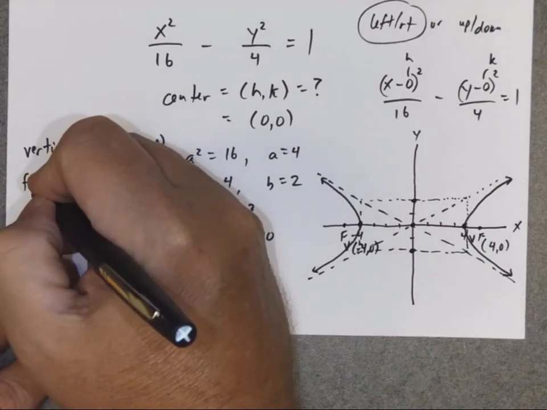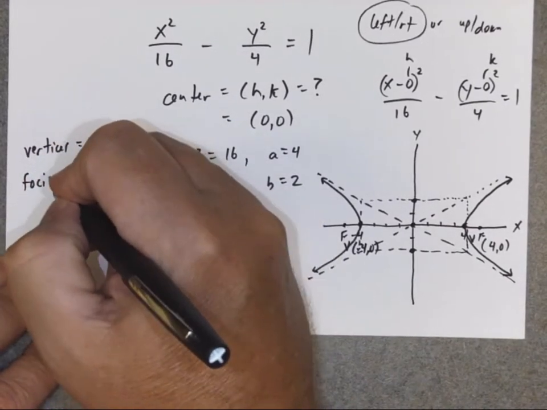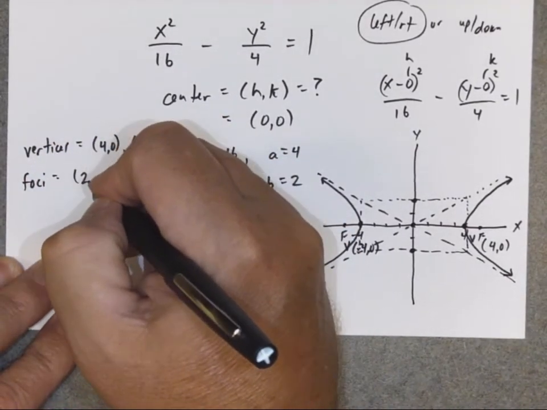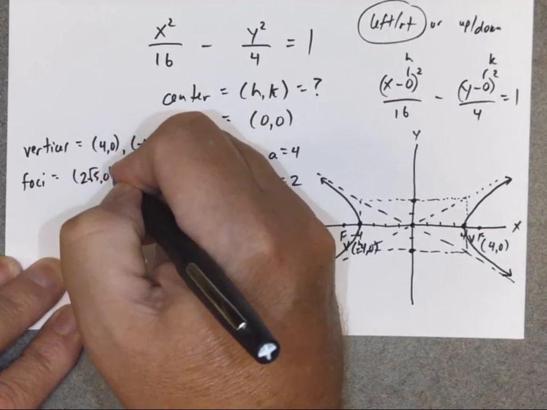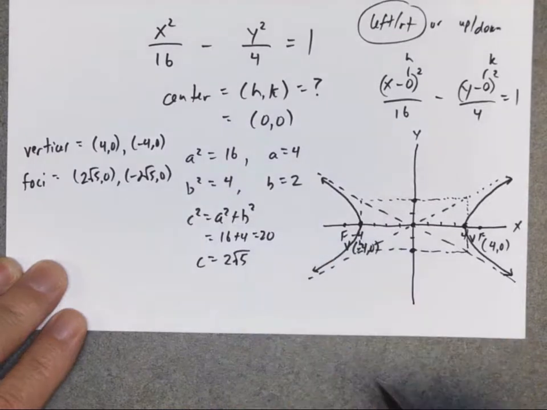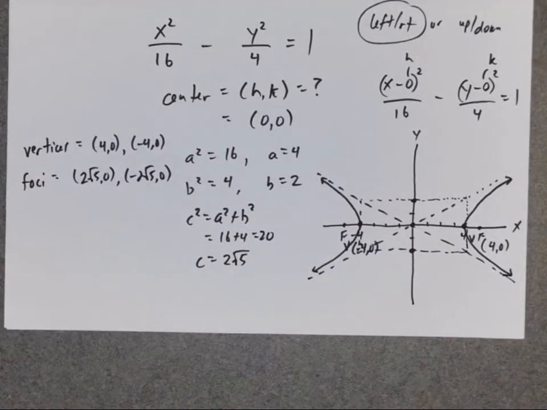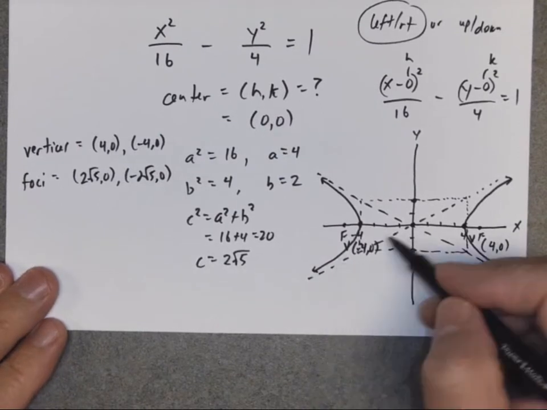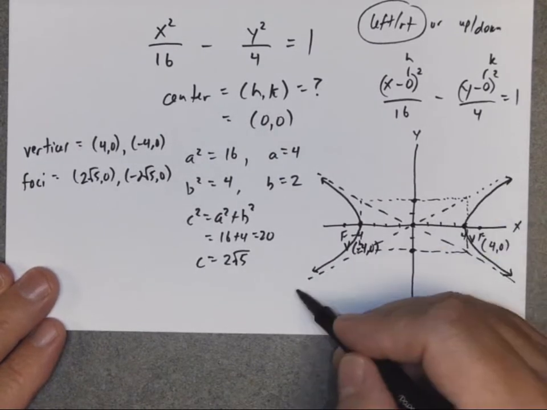But if I want to give the actual point, it's 2 square root of 5, 0. Negative 2 square root of 5, 0. Now the last thing they like you to do sometimes is, sometimes they want the equation of this asymptote.